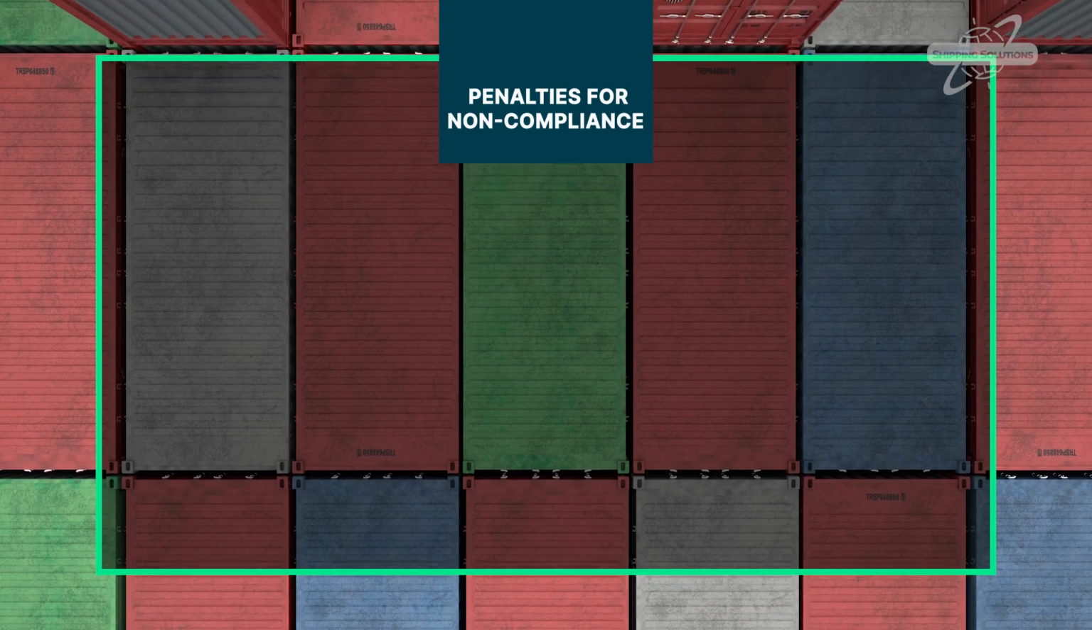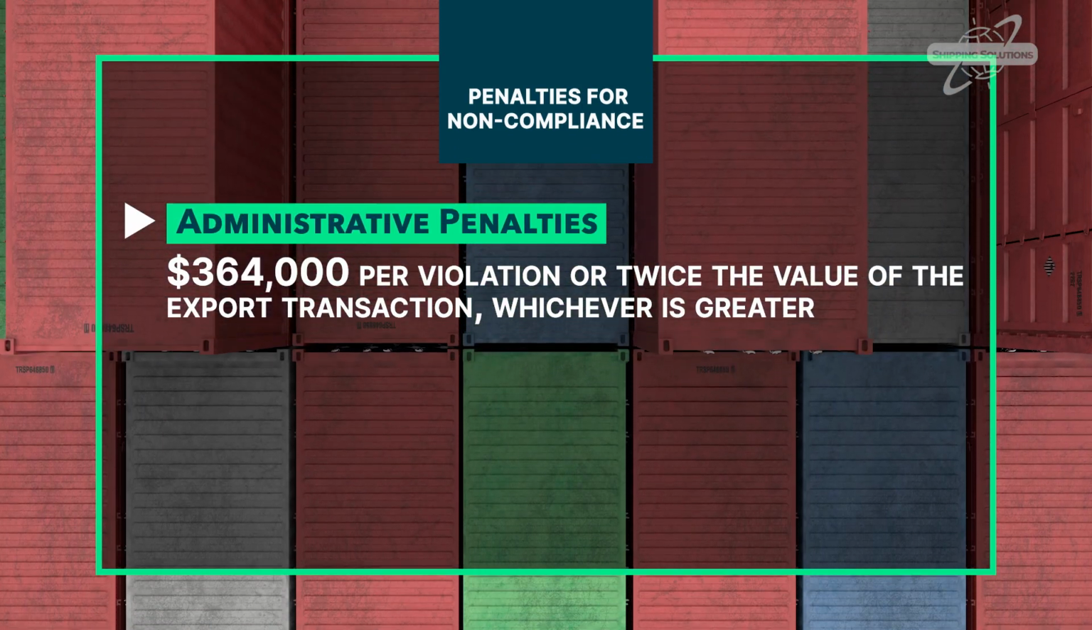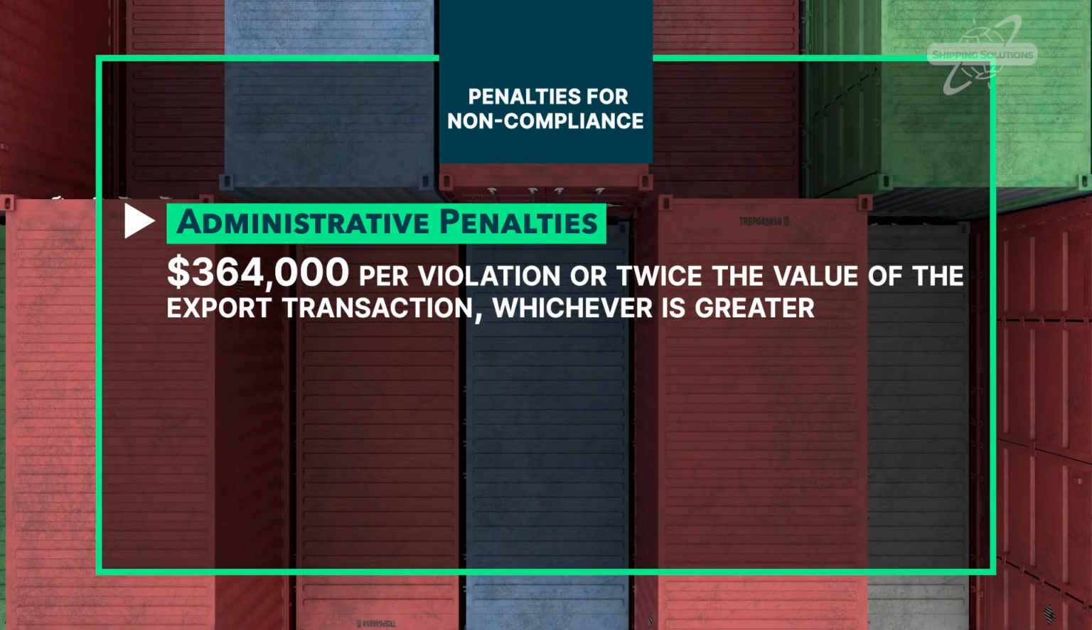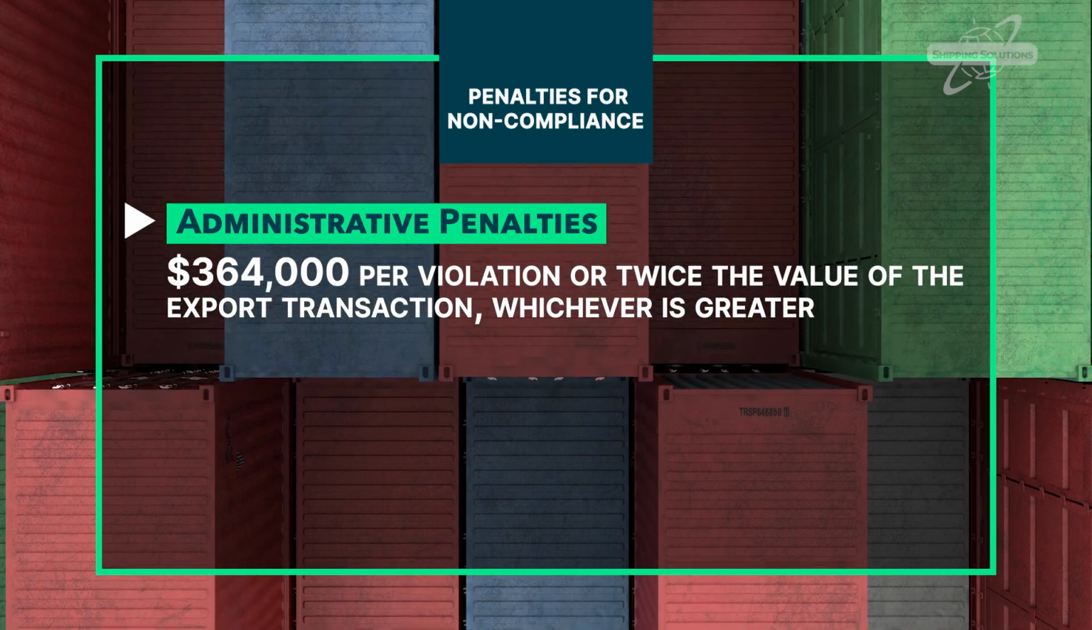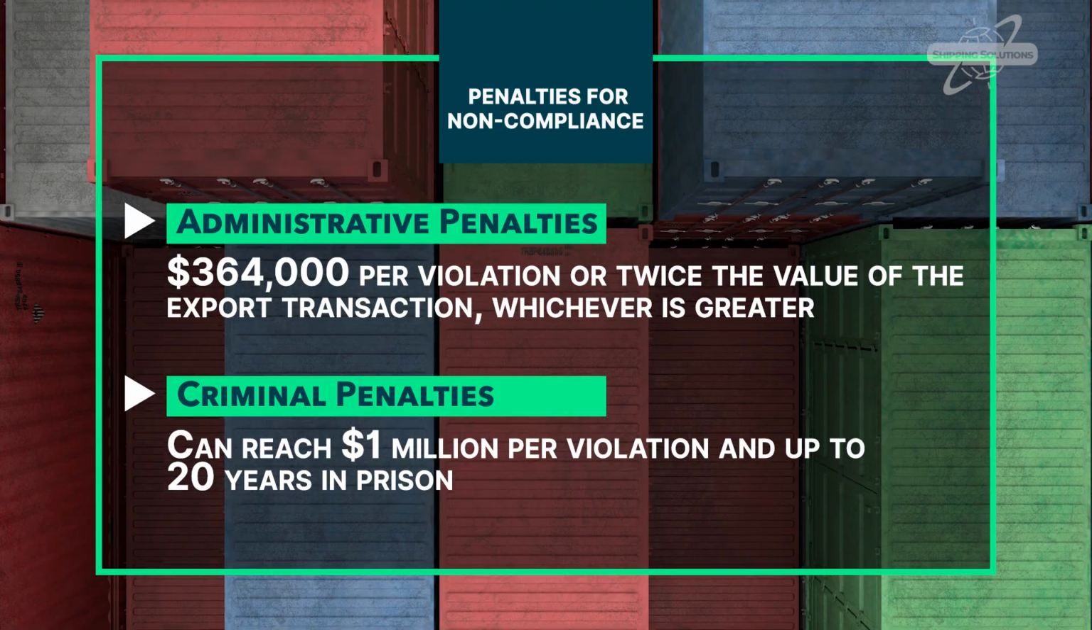As I mentioned before, the penalties for non-compliance can be significant. Administrative penalties are now at $364,000 per violation, or twice the value of the export transaction, whichever is greater. Criminal penalties can reach $1 million per violation and up to 20 years in prison.